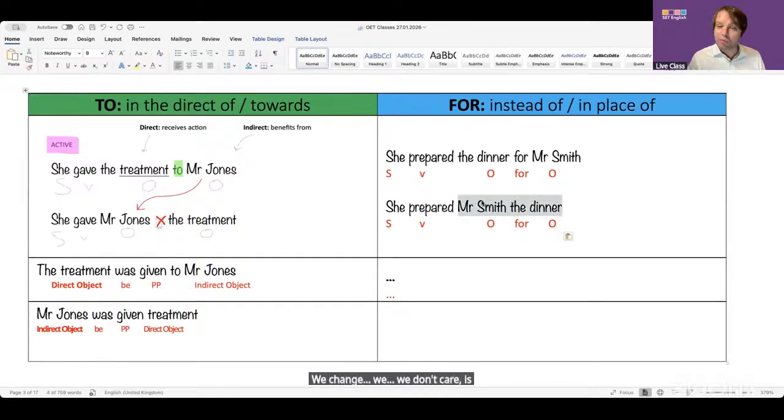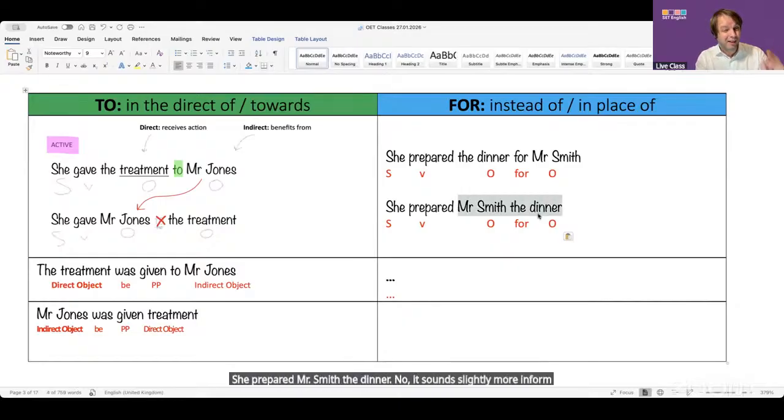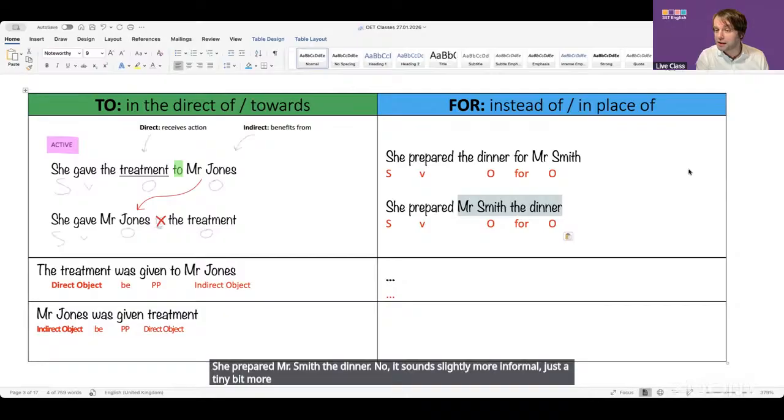Is it the direct object, indirect? We just change them round all the time. We don't care. It can be confusing for the non-native, though. For me, it seems like something is missing in here. She prepared Mr. Smith the dinner. No, it sounds slightly more informal, just a tiny bit more informal, but that's it.